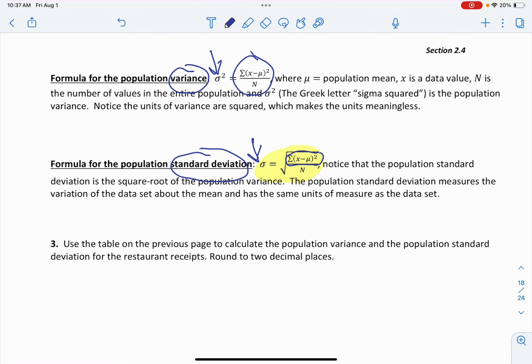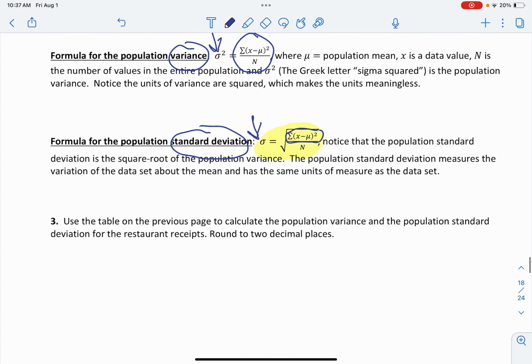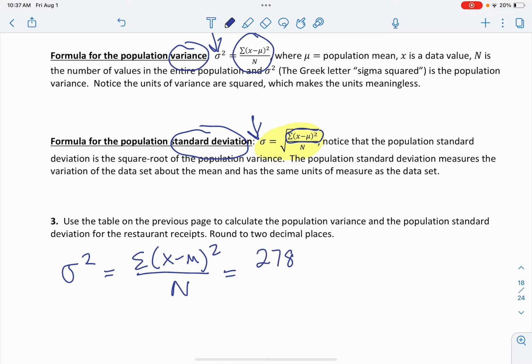Okay, so use the table on the previous page to calculate the population variance and the population standard deviation. All right, so for variance, let's do that one first. The formula is this. But that whole table was finding that top piece. That was the 278.4. It's that whole top number. And the capital N is how many data values there were. If I do that division, I get 27.84. That's called the variance.